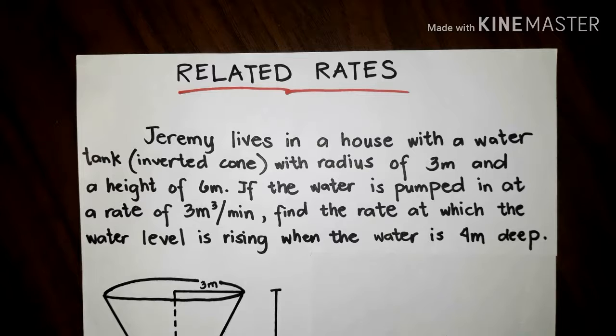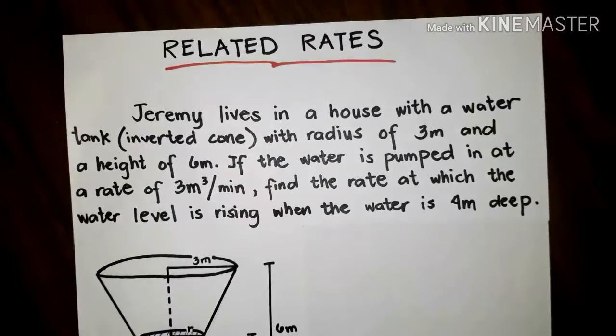So here we have our sample problem that deals with related rates. Jeremy lives in a house with a water tank in the shape of an inverted cone with a radius of 3 meters and a height of 6 meters. If the water is pumped in at a rate of 3 meters cubed per minute, find the rate at which the water level is rising when the water is 4 meters deep.